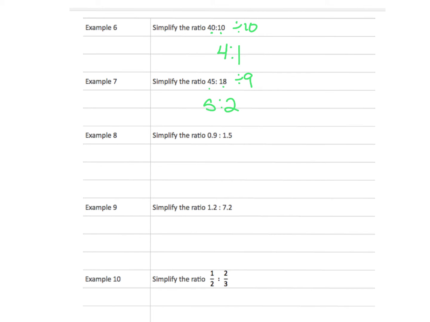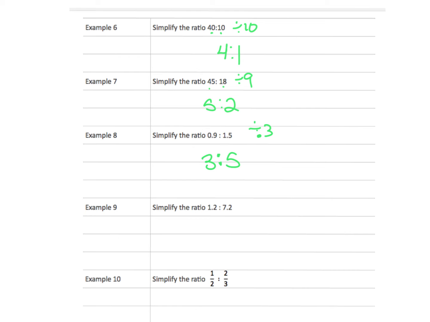Now I got 9/10 and 1 5/10. If I take out the decimals, I got 9 and 15. So I know I can divide by 3, but because they have decimals, I'm going to divide by 3/10. And that's going to give me 3 to 5.